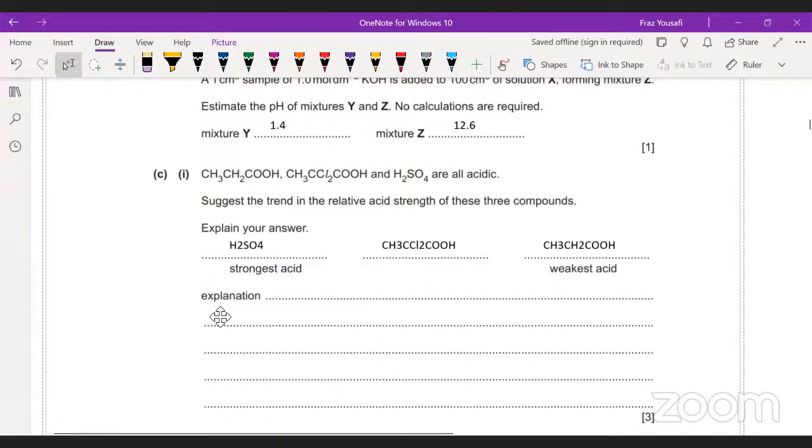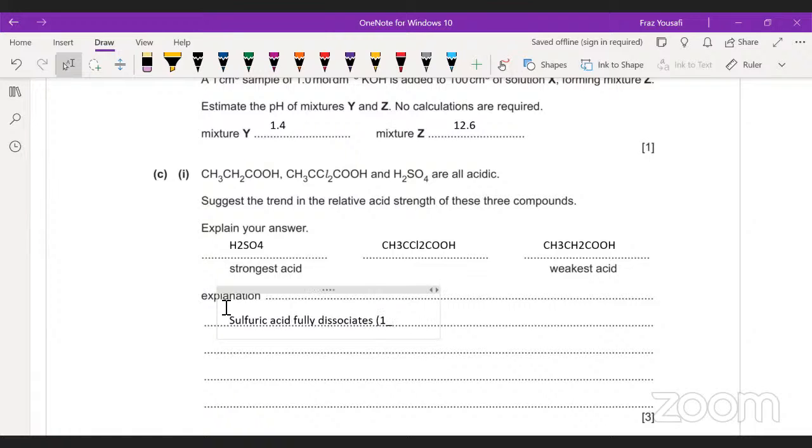However, more important than this is the explanation that you would go through to describe. So first thing you need to talk about is the fact that sulfuric acid fully dissociates. That's where we want to start first by mentioning the ideas in a very specific manner. Once you've talked about the fact that it fully dissociates, that's sufficient for the sulfuric acid part.